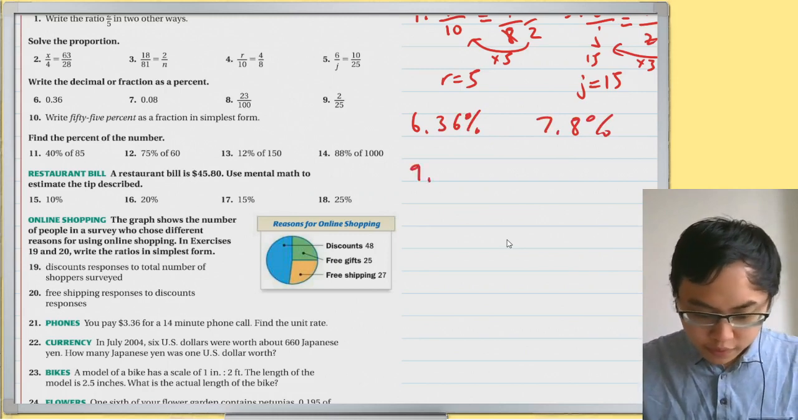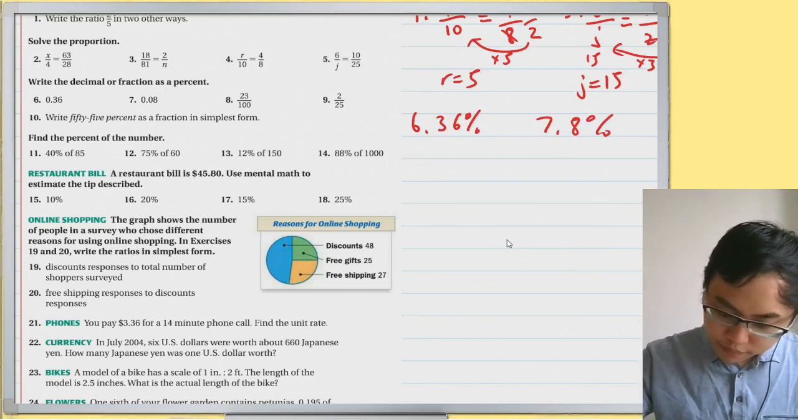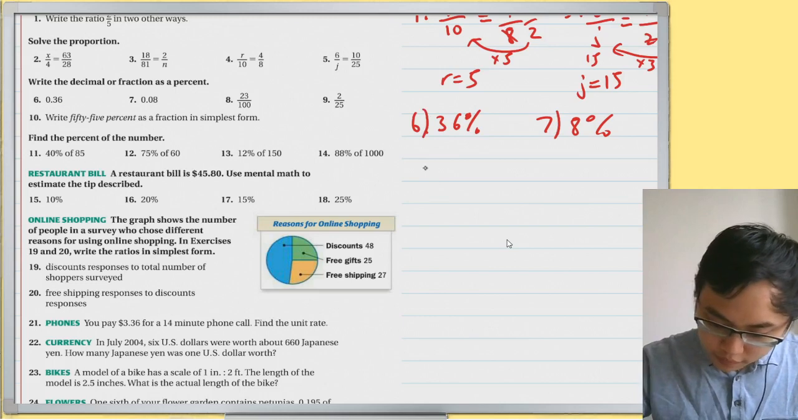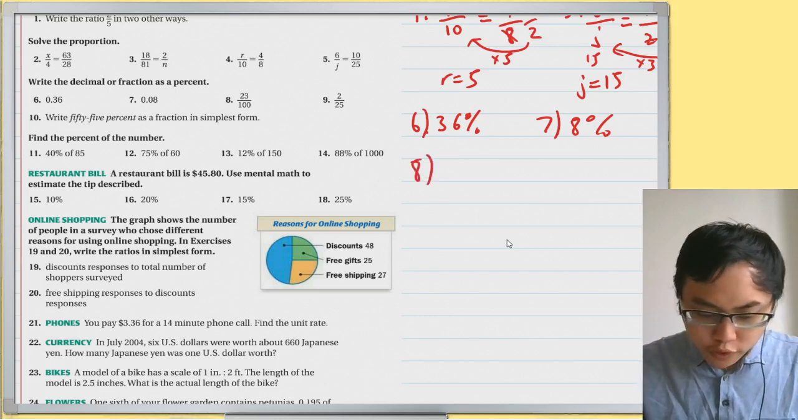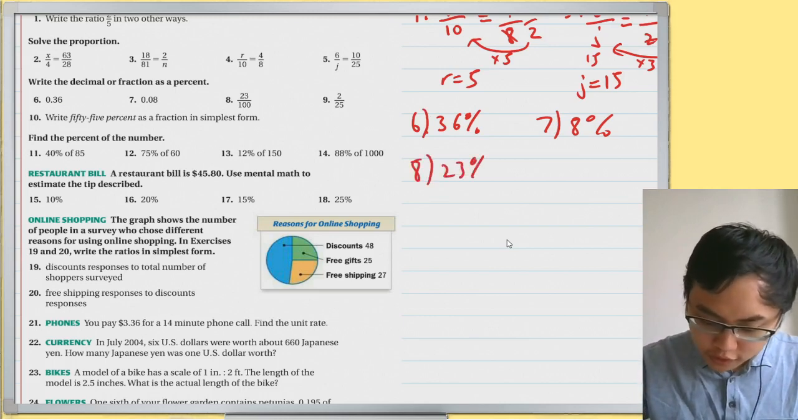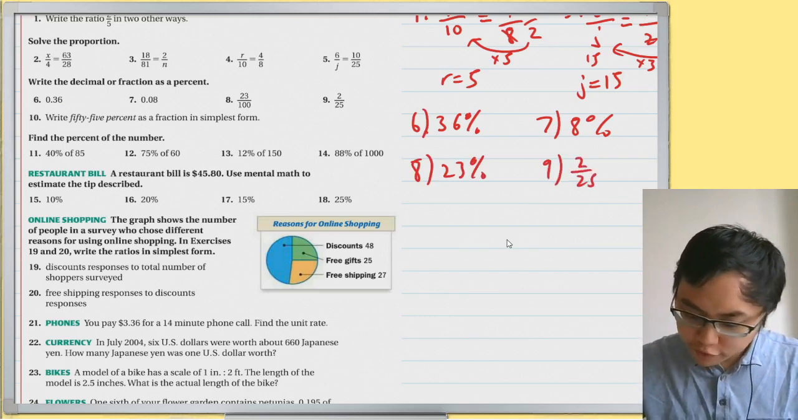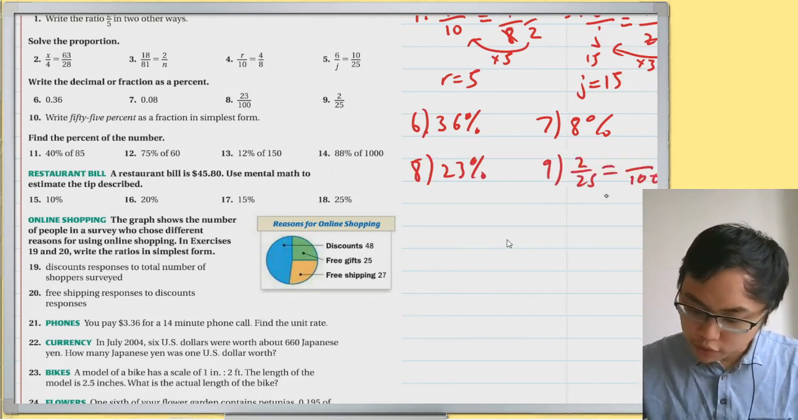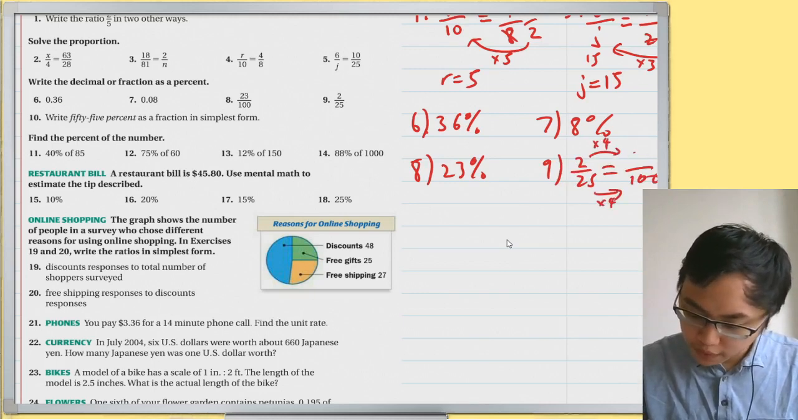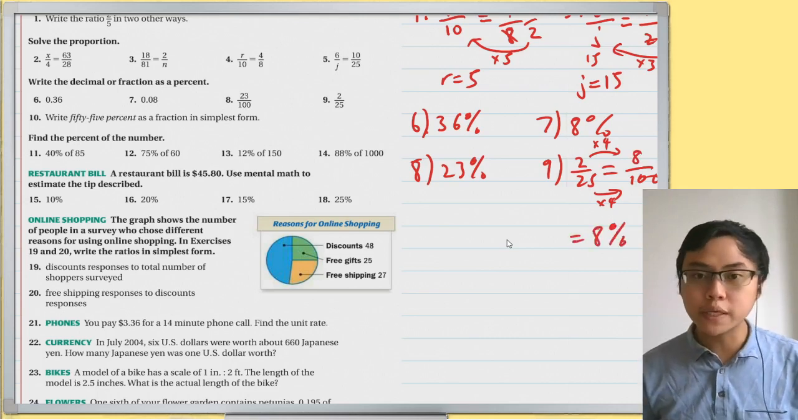Question 8, 23 over 100 is 23%. And then question 9, 2 over 25 is what percent? So this is going to be times 4. So 2 times 4 will give me 8. That's going to be 8%. So question 9 will be 8%.